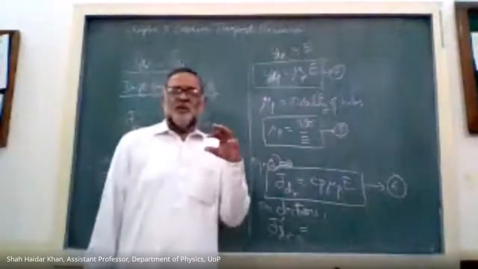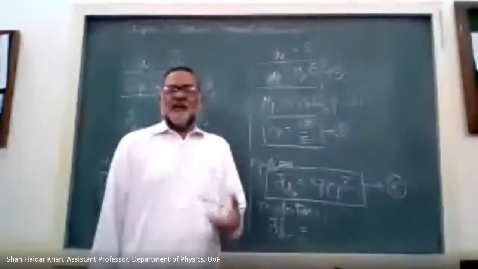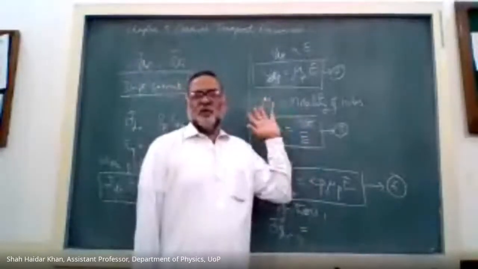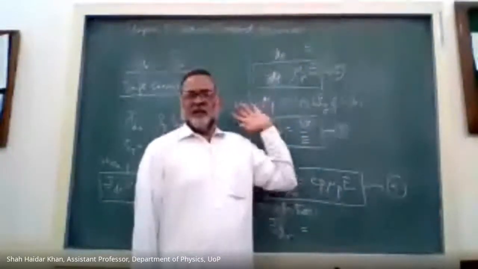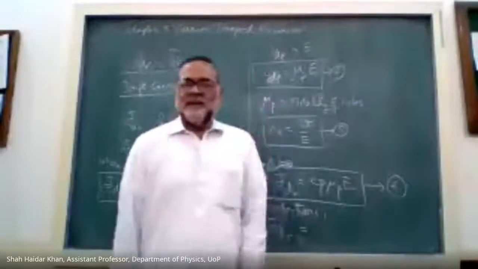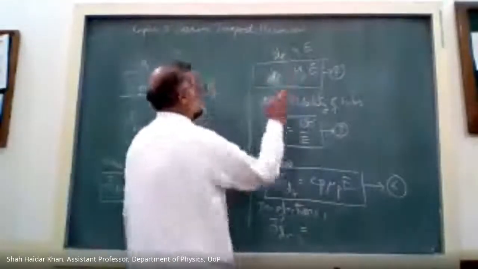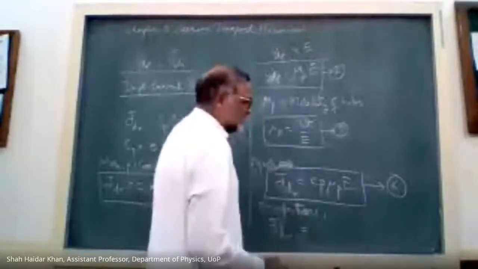In the case of electrons, when you apply an electric field, the electrons actually move opposite to the electric field. The holes, which are present there, move in the direction of the electric field. But electrons move opposite to the direction of the electric field. Then we can write this equation for electrons like this.